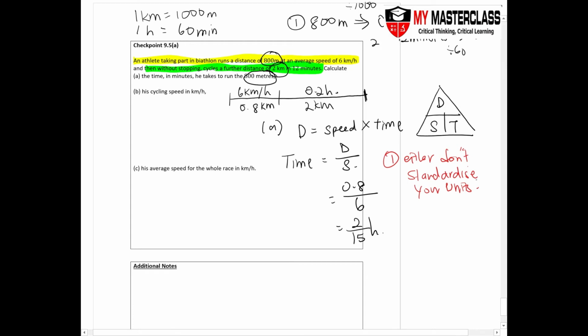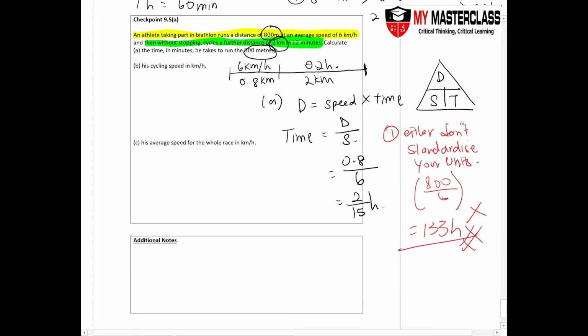Okay, so if you don't standardize your units, what kind of answer will you get? You will get 800 divided by 6, and that's completely wrong. It doesn't even make sense. Why? 800 minutes I divided by 6. I actually take 133 hours to finish this, so this is completely wrong. Okay, so please take note of this.